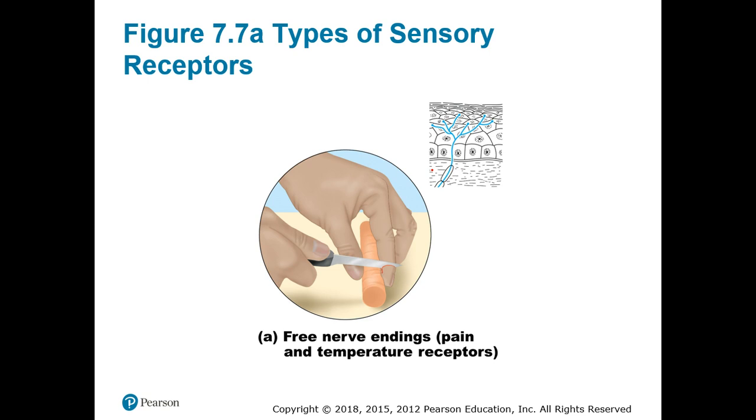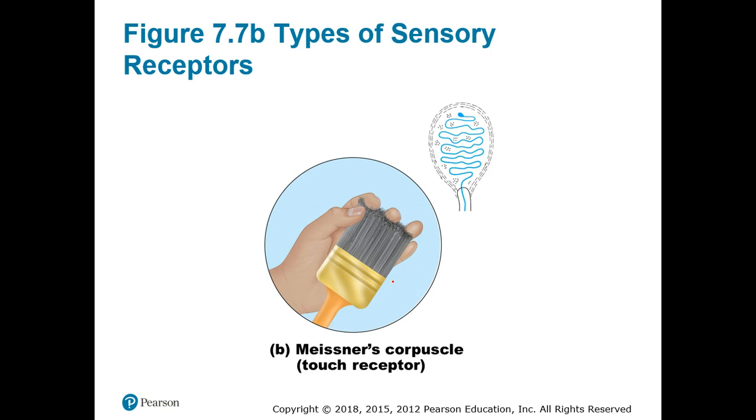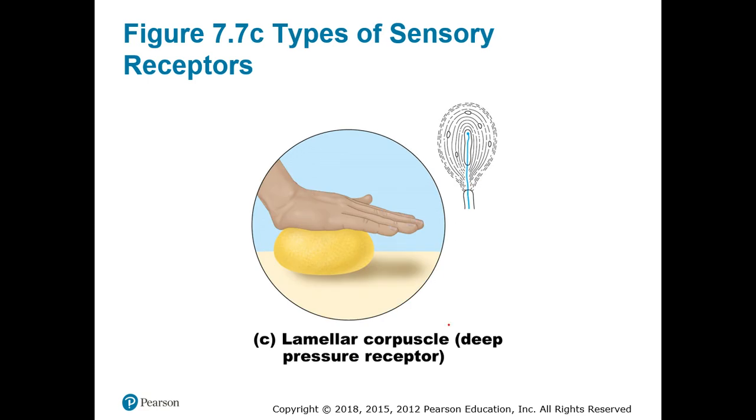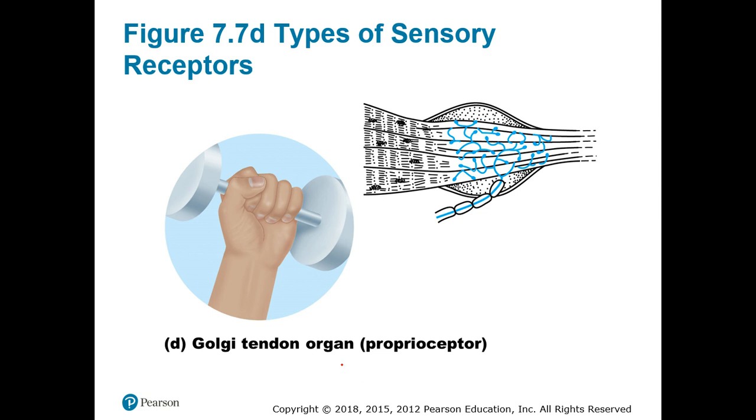So here are a couple other pictures of different types of sensory receptors. Again, you have free nerve endings that help tell you pain and temperature, for example, if you start cutting your finger. We have something called Meissner's corpuscles. These are touch receptors, so this helps us feel whether things are bristly or they're soft. You have lamellar corpuscles. These are deep pressure receptors. And then you have Golgi tendon organ. This is a type of proprioceptor that helps us tell whether our muscles are being stretched or there's tension.